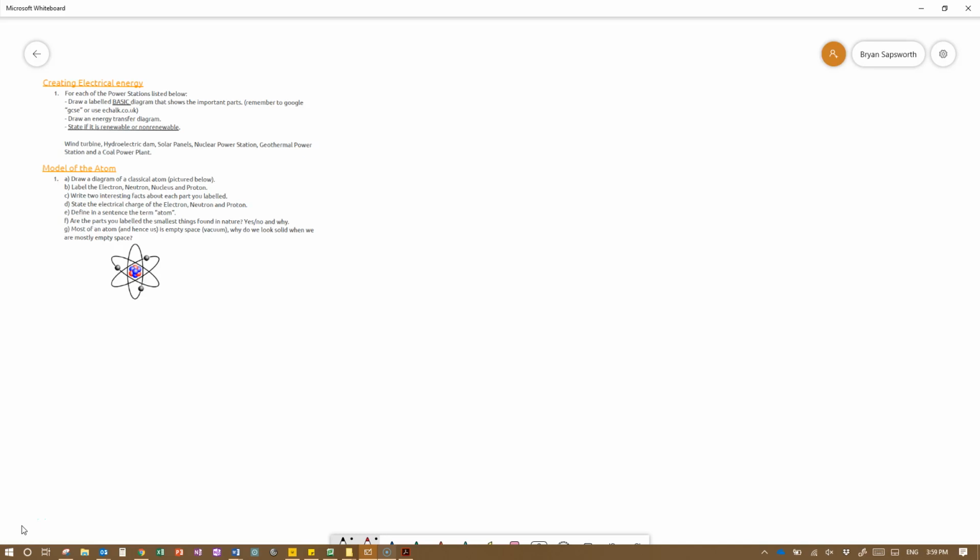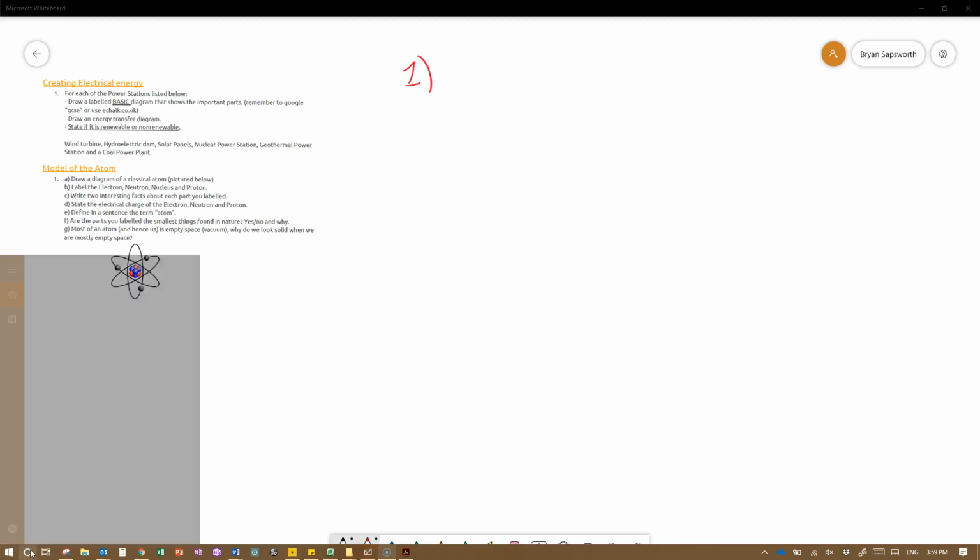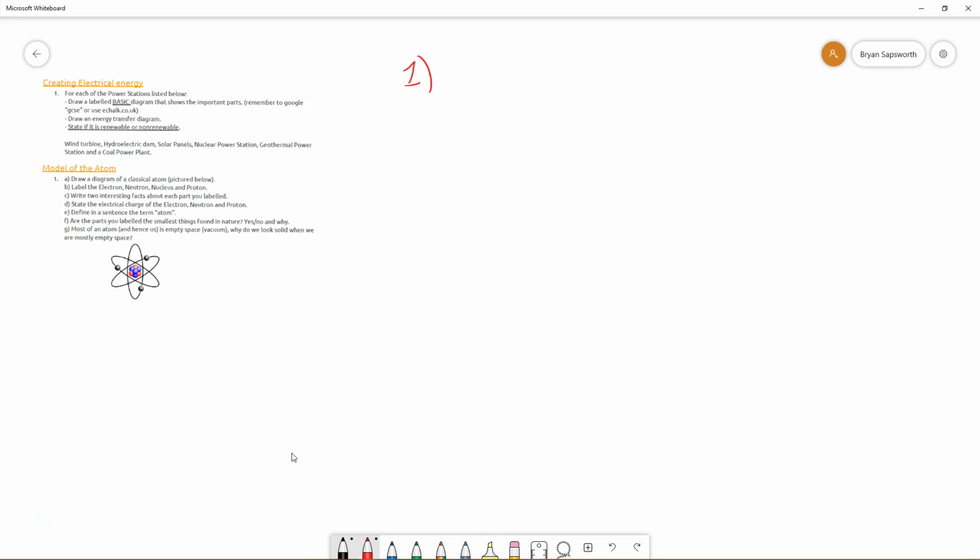Okay, in this video we're going to look at creating electrical energy from power stations and then the model of the atom. So the first one is that we're going to do one power station to show you what you needed to do. For each of the power stations listed below, we have to draw a basic diagram. So wind turbine, I might do the hydroelectric dam.